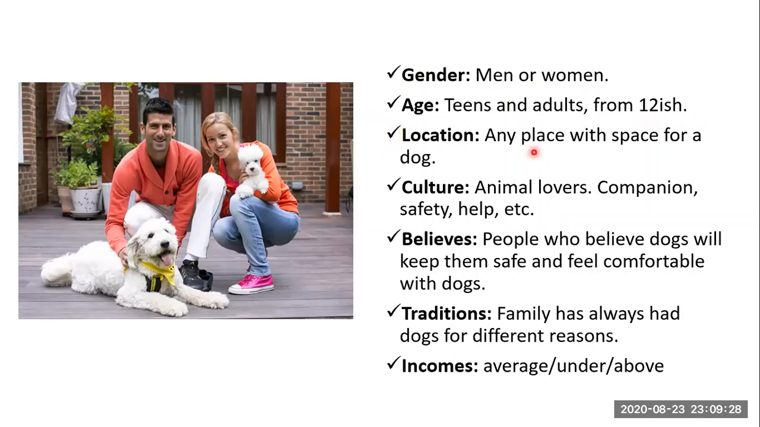Location, what kind of people? Any person in any place with a space for a dog. So it can be in a town, in a neighborhood, etc. So we're talking about not where you are going to sell the product, but where the people who are going to buy your product live, where the dog is going to be. So it's a place with a space for a dog.